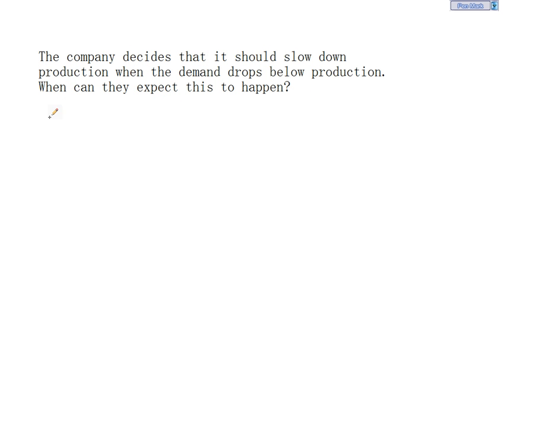Now, we're asked further, the company decides that it should slow down production when the demand drops below the production. When can they expect this to happen? So what I'm going to do is I'm just going to graph demand and production on the same set of axes, and we're going to look at time. Because demand and production are measured in million units, it's okay to have them sharing the same axis.